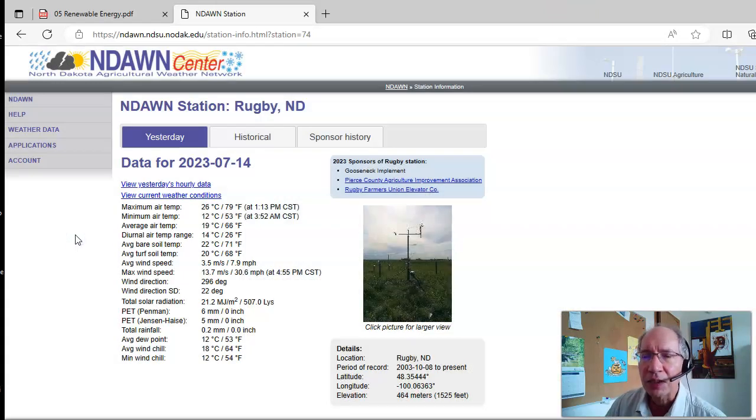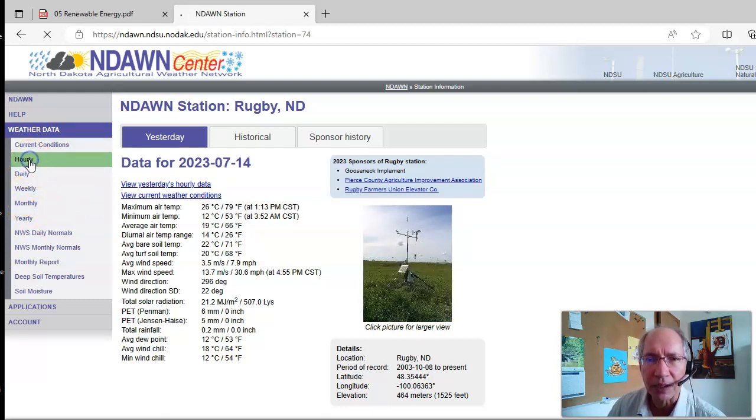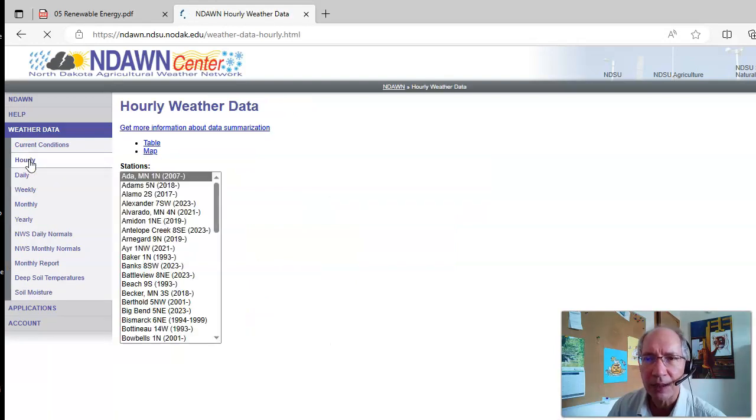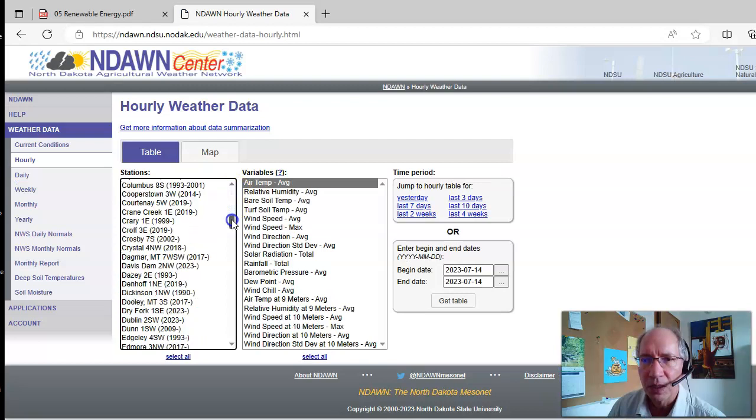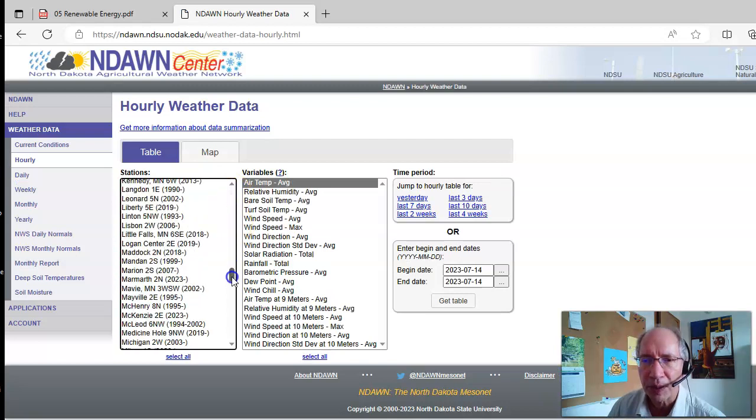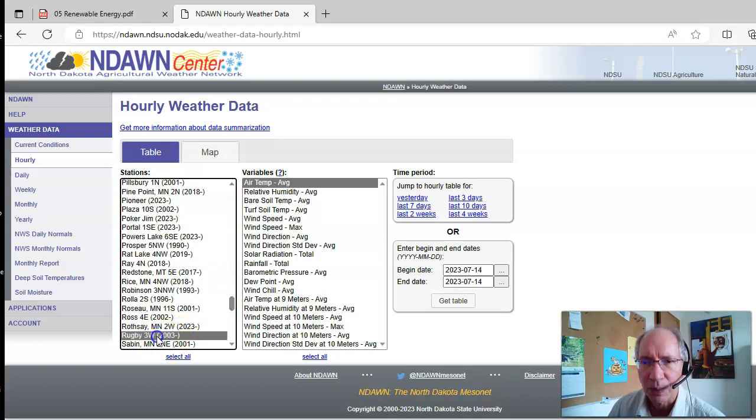This is actually a really nice website. If I want to collect data, I can go collect weather data. And we're going to take the hourly data. So I want to get hourly data. Pick your favorite station. So I could do Fargo or Rugby. Pick anywhere you like. Let's just say Rugby. Rugby, North Dakota. And you can collect any of these data sets.